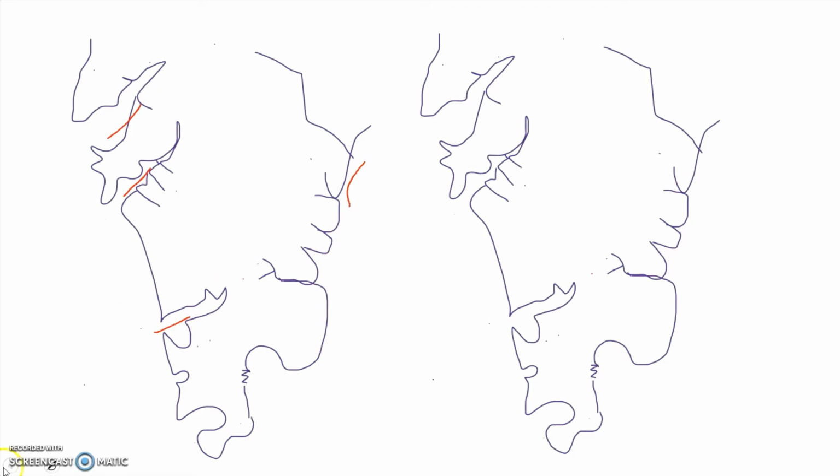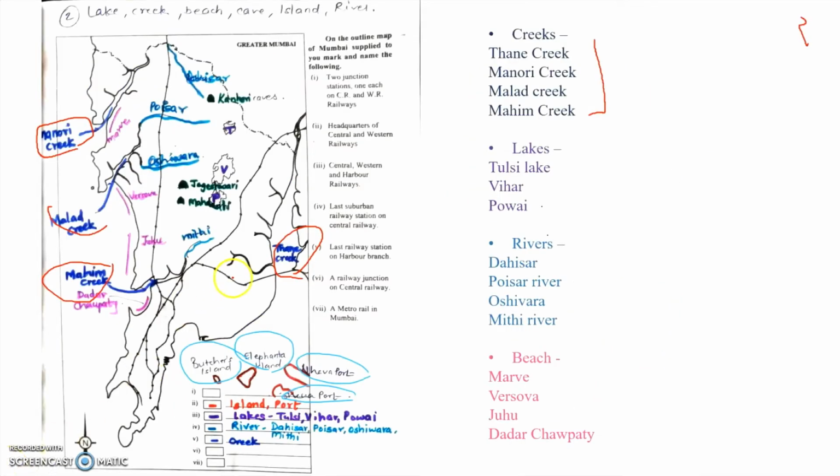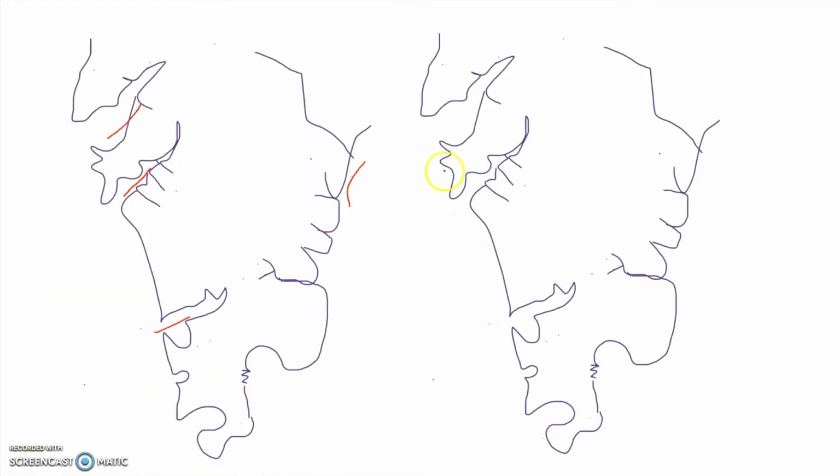Okay, then go back to the solved map. Just see where are the lakes. There are 3 lakes: Tulsi, Vihar and Powai Lake. Many of you must be knowing Powai Lake is near Kanjur station. You know where is Kanjur station now? So Central Railway line, it starts with Mulund, right?